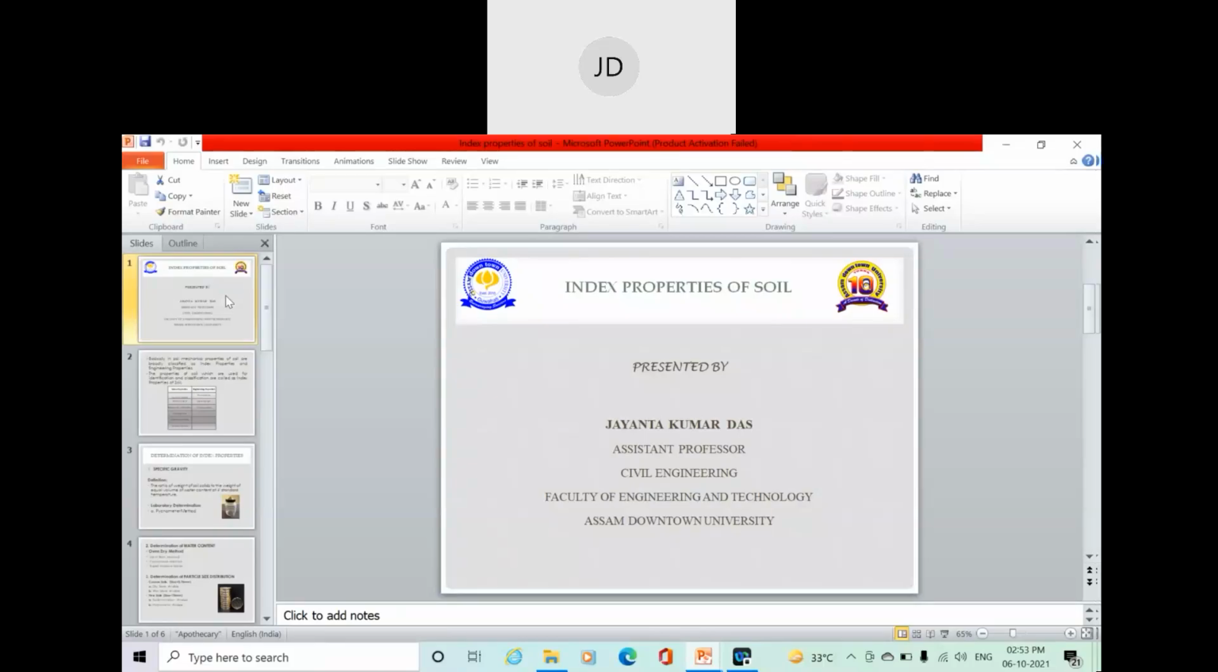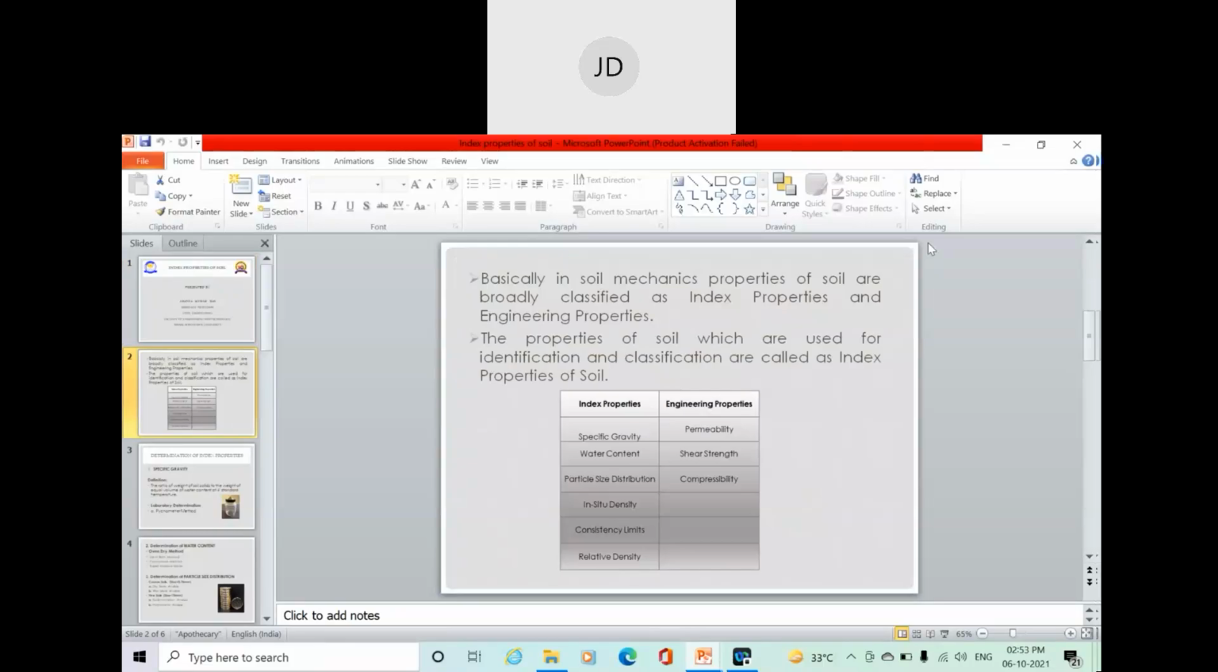So basically, in soil mechanics, the properties of soils are broadly classified as index property and engineering property. Here you can see the classification is given. The basic difference is that from index properties you can identify the soil behavior, and engineering properties are basically applied properties. That means based on the index properties you can identify the soil, and the engineering properties are used in the design of the soil.